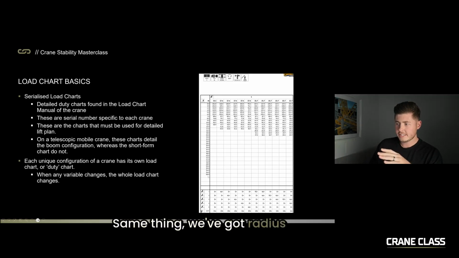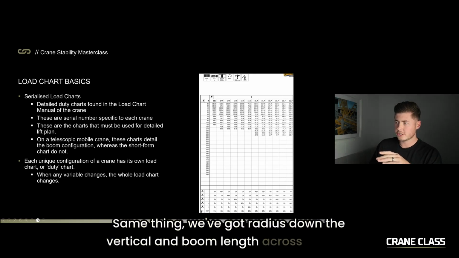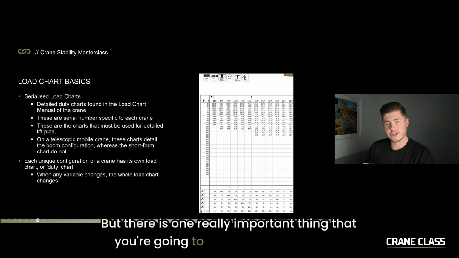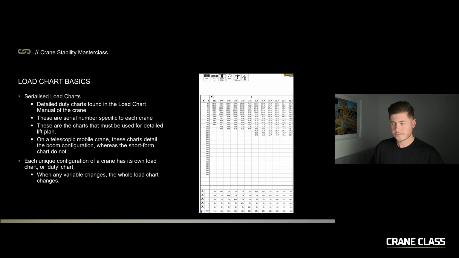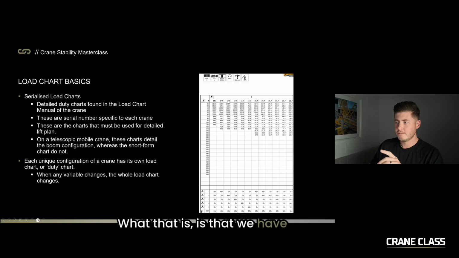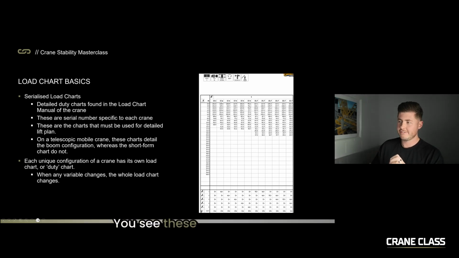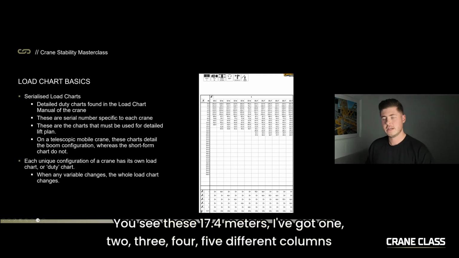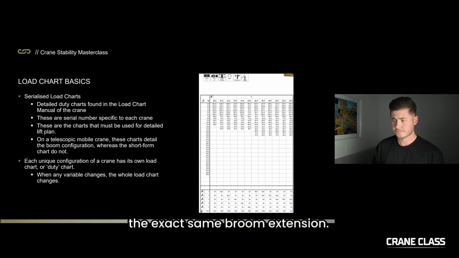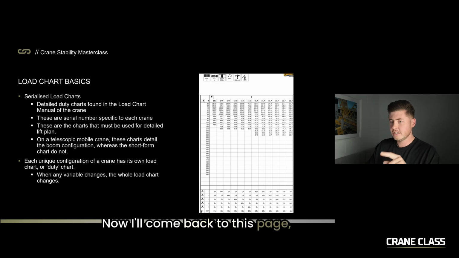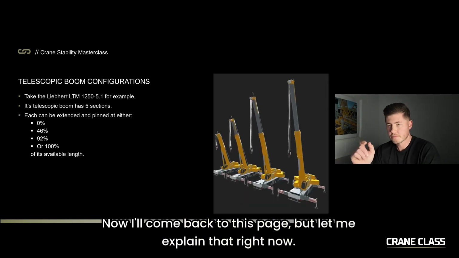Same thing, we've got radius down the vertical and boom length across the top. But there is one really important thing that you're going to notice here that differs from the other chart. We have multiple columns for the same boom length. You see this 17.4 meters, I've got 1, 2, 3, 4, 5 different columns for the exact same boom extension. So the question is, why is that? Now I'll come back to this page, but let me explain that right now.